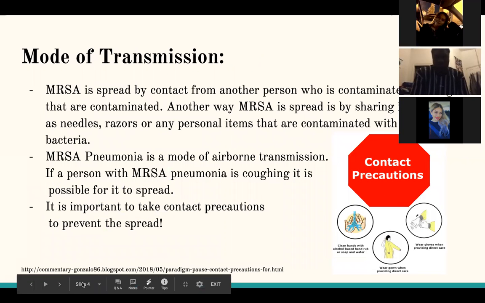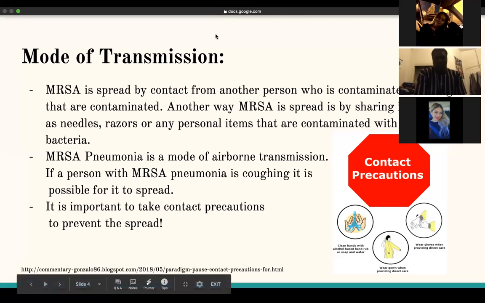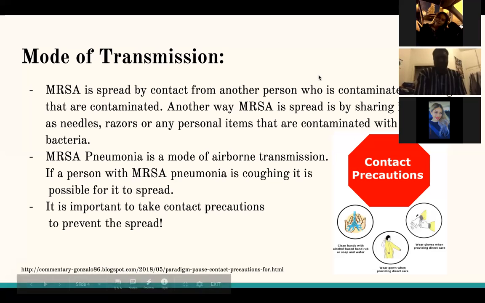The mode of transmission of MRSA is spread by contact from another person who is contaminated or things that are contaminated, such as sharing items like needles, razors, or any personal items that are contaminated with the bacteria. Also, MRSA pneumonia is a mode of airborne transmission. If a person who has MRSA pneumonia is coughing, it is possible for it to spread, and it is important to take contact precautions to prevent the spread.